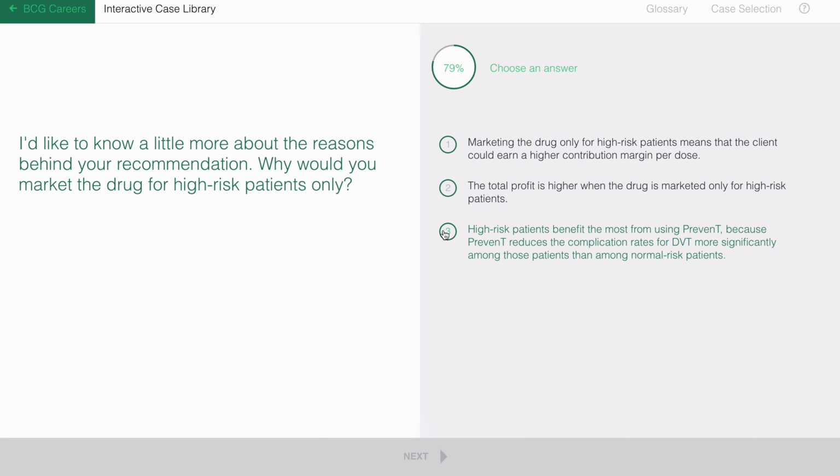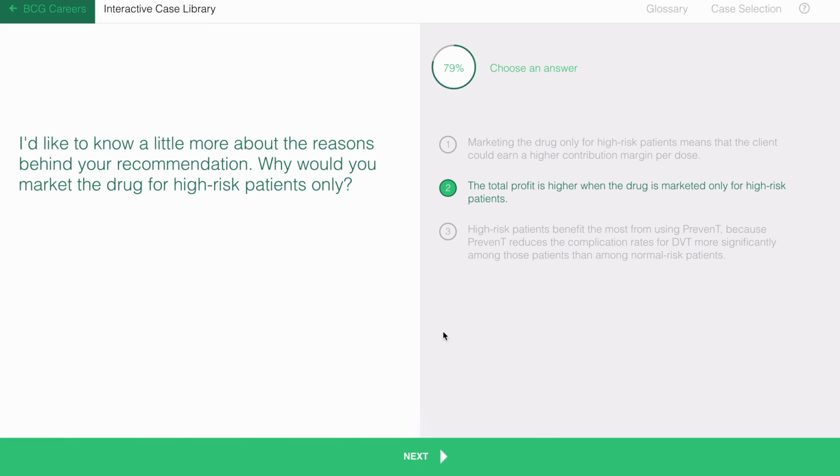So looking at the choices here, I like answer choice 2. Basically, total profit's higher, that's why we're going with high risk. Answer choice 1, although the higher contribution margin is true, it comes down to profit, right? Number of patients times doses times contribution margin per dose. So answer choice 1 is only partially true. Answer choice 3 is also wrong because we're not picking to focus on high risk just because it performs better. We're picking it because it creates more profit per year.